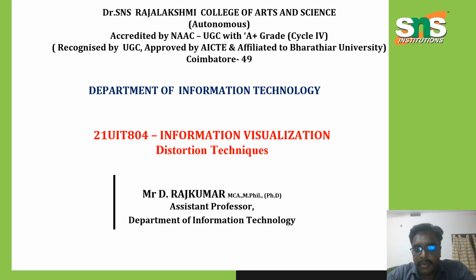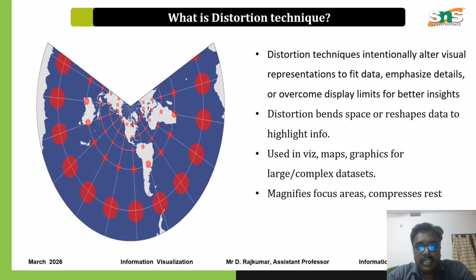We are going to discuss distortion techniques, which come under the subject information visualization. So, what is a distortion technique? A distortion technique is used to alter the visual representation to fit data, to emphasize details, or to overcome the display limit for better insights.